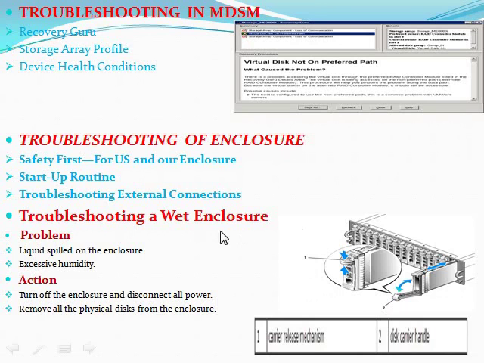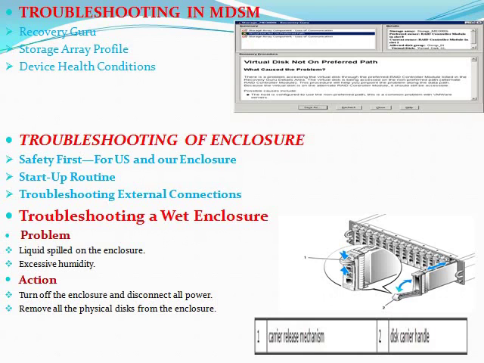Troubleshooting a wet enclosure: if liquid has spilled on the enclosure or excessive humidity comes in, then what action do we need to take? First, turn off the enclosure, disconnect all power, and remove all the physical disks from the enclosure.